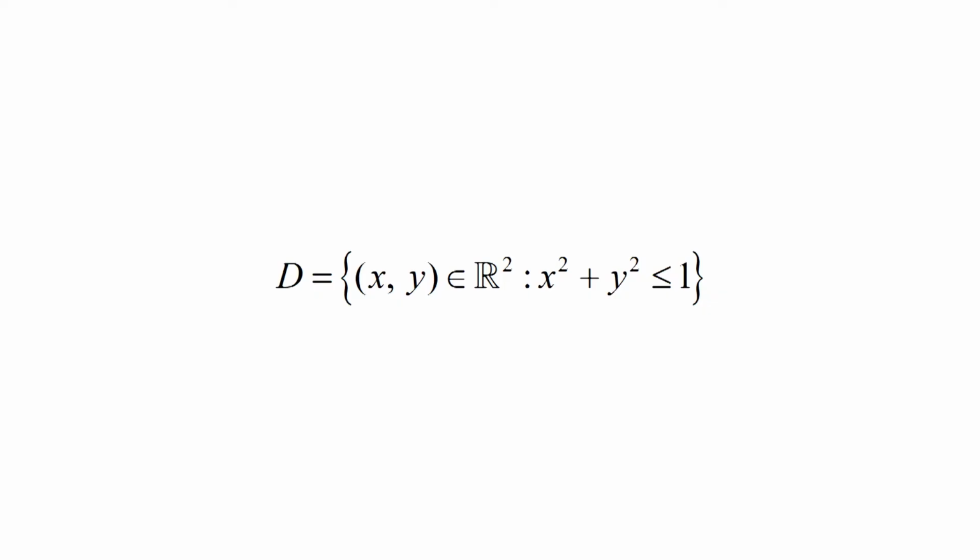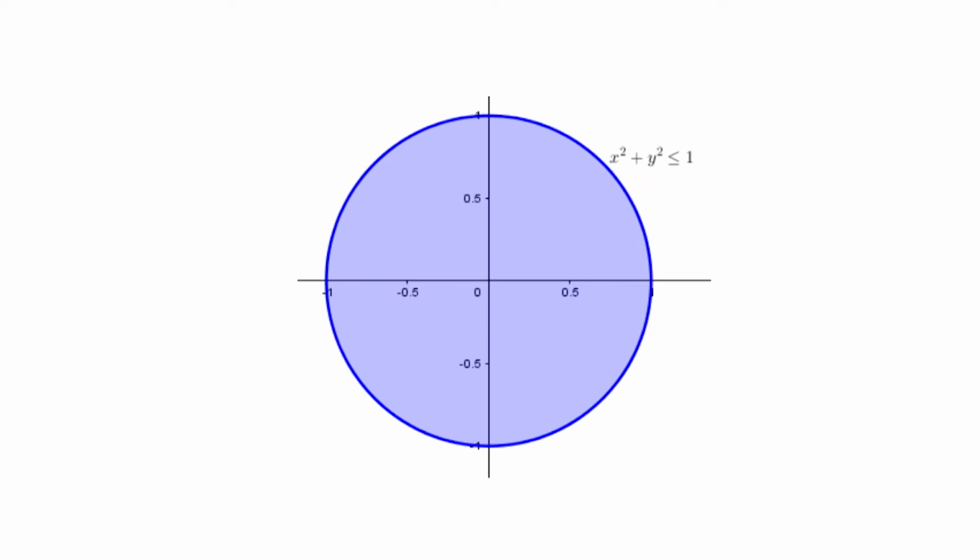That is, D is the set of all ordered pairs (x, y) belonging to R2 such that x squared plus y squared is less than or equal to 1. That is, D is the set of points in the disk with center at the origin and radius 1.